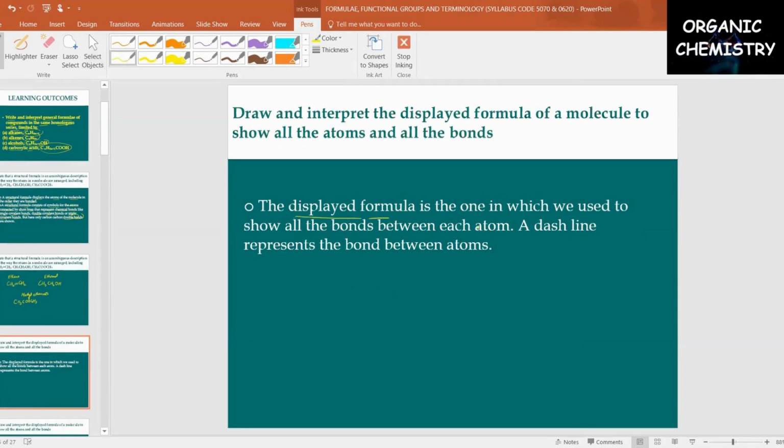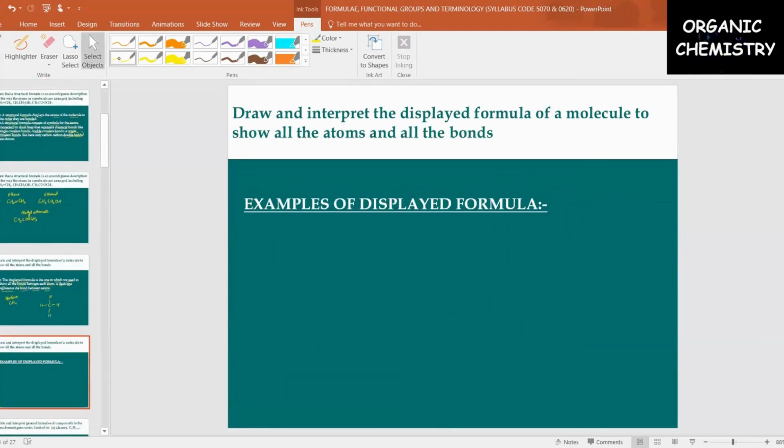The displayed formula is the one in which we show all the bonds between each atom. A dash line represents the bond between atoms. For example, methane. Recall the molecular formula of methane. This is CH4. We have only one carbon atom, so I am going to show the carbon atom in the middle. And we have 4 hydrogen atoms bonded to this. One, two, three, 4. You see the dash lines? These dash lines represent the bond between each atom.